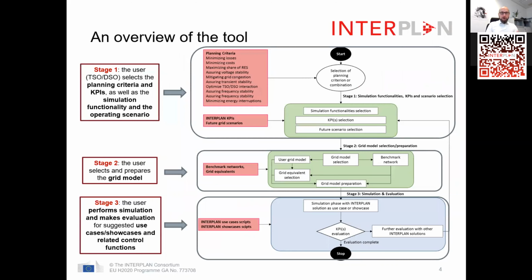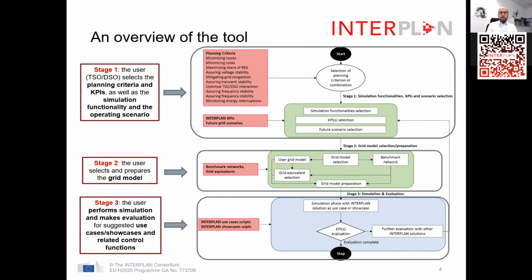So what is the tool about? It consists of 3 steps. The first step is actually for the user to decide what is the purpose of an investigation, what is the planning criteria I want to meet, what are the key performance indicators related to that, and also what are the future scenario, which I assume, for instance, in inertia, a high share of power electronics based generation in the system. So that is the first part, preparing the scene. What do I want to investigate, and what are the future scenarios?